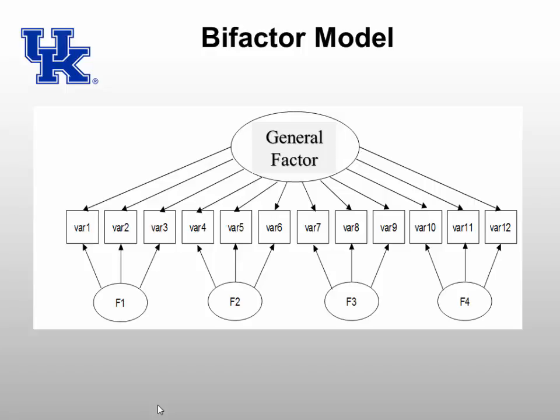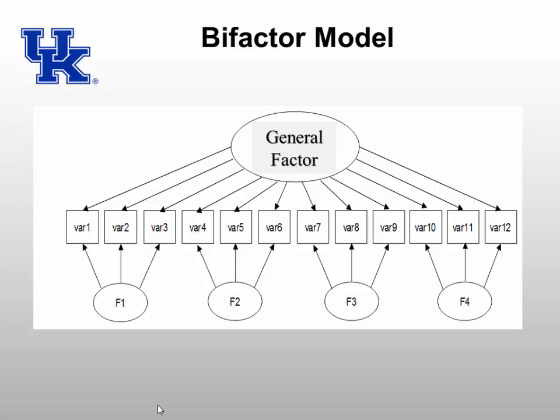So maybe for item 1, it loads really strongly on the general factor, but pretty weakly on the specific factor 1. Or maybe the opposite. Or maybe it gives about 50% of its variance to the general and 50% of its variance to the specific. Any sort of combination.